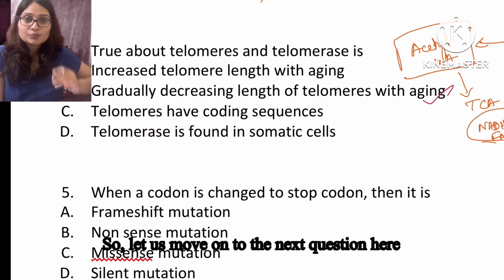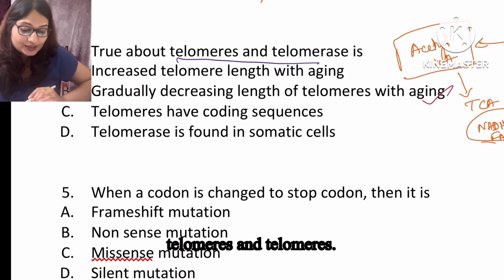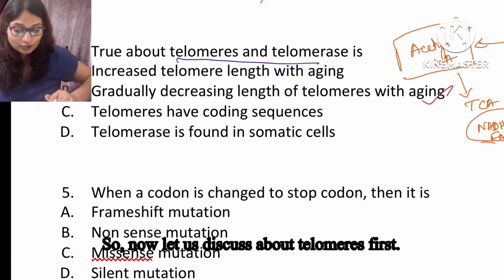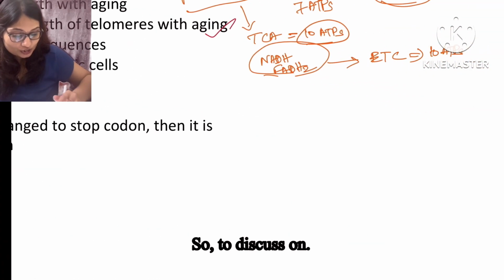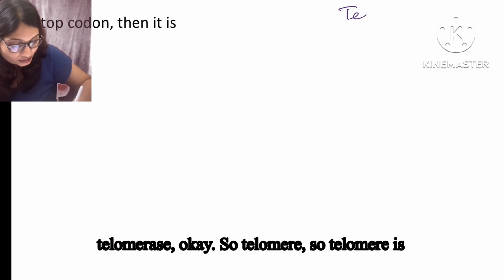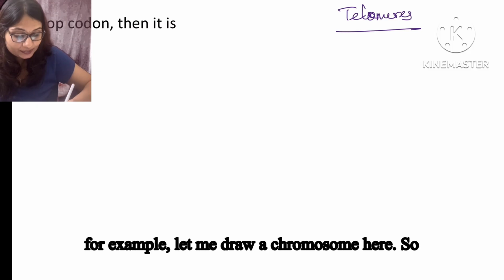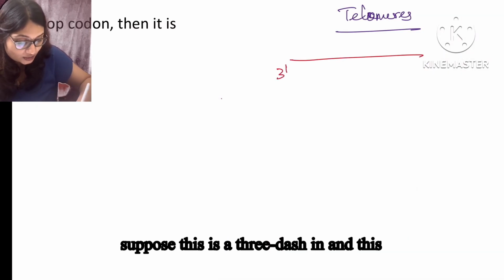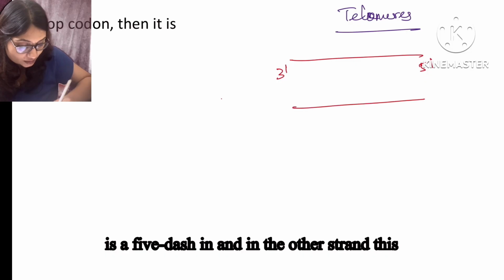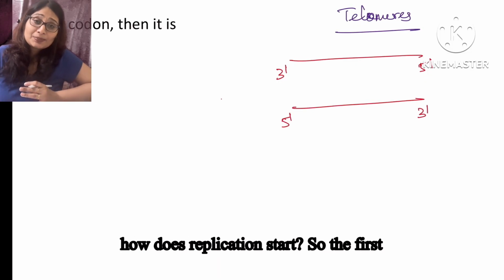Okay, so let's move on to the next question, which is: which of the following is true about telomeres and telomerase? So now let's discuss telomerase first. Telomeres are nothing but the ends of chromosomes. For example, let me draw a chromosome here. Suppose this is a 3' and this is a 5', and in the other strand this is a 5' and 3'. So how does replication start?